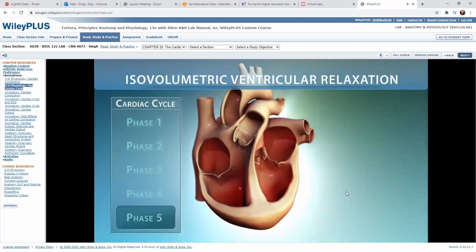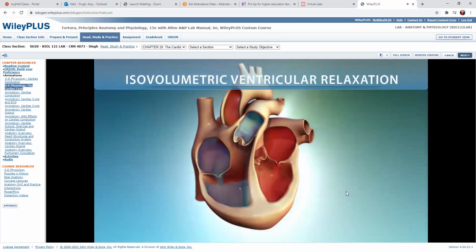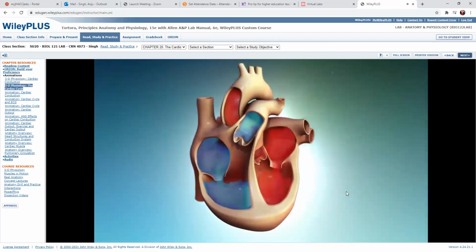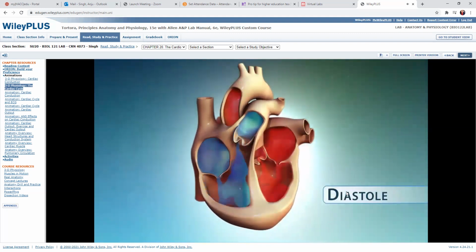The final phase, isovolumetric ventricular relaxation, occurs when the ventricles begin to relax. When the pressure in the ventricles becomes less than in the great vessels, the back pressure pushes the semilunar valves closed. Because all 4 valves are again closed as the ventricles relax, there is no change in blood volume, causing a second iso state, known as isovolumetric ventricular relaxation. From this phase until the start of the next ventricular contraction is known as diastole.